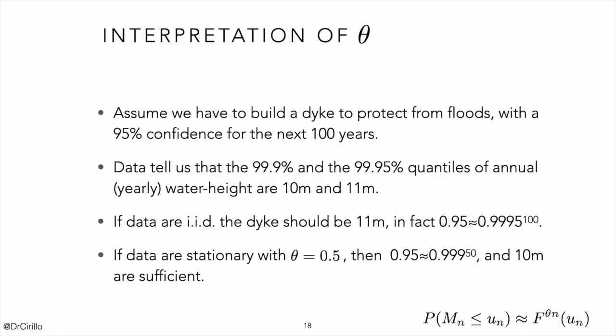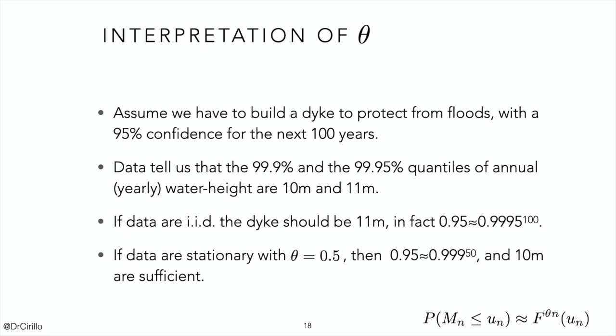A simple example can help us in understanding the usefulness and interpretation of the theta index when we have time-dependent data and we are interested in tail risk. So, for example, in computing quantities like the value at risk, the expected shortfall, and so on. Assume that we have to build a dike to protect ourselves from flood. So this is a very Dutch-specific example.